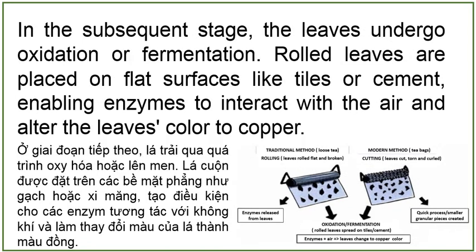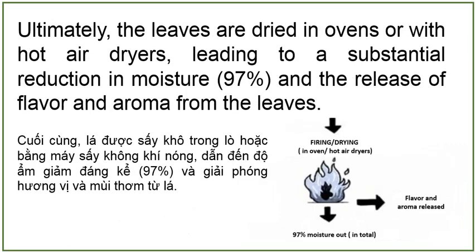In the subsequent stage, the leaves undergo oxidation or fermentation. Rolled leaves are placed on flat surfaces like tiles or cement, enabling enzymes to interact with the air and alter the leaves' color to copper. Ultimately, the leaves are dried in ovens or with hot air dryers, leading to a substantial reduction in moisture, 97%, and the release of flavor and aroma from the leaves.